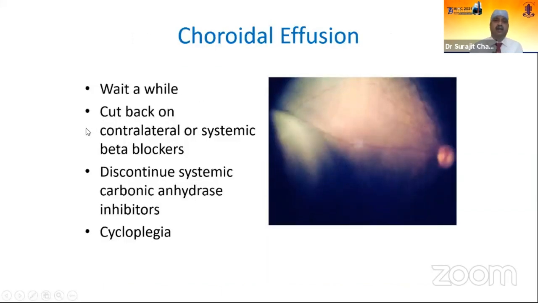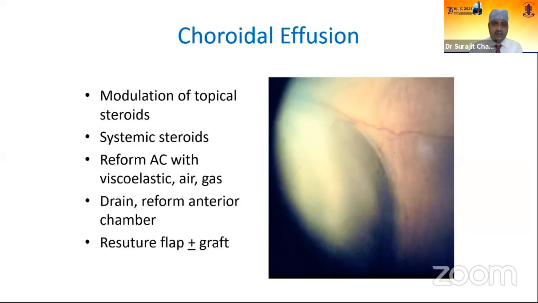Choroidal effusion is one more important entity. This is mostly associated with hypotony. We need to wait. Most of the choroidal effusions, particularly in the early hypotony, resolve on their own. We have to cut back on the contralateral or systemic beta blockers because they are also known to cause hypotony sometimes. Discontinue any systemic carbonic anhydrase inhibitors, use cycloplegia, and modulate topical and systemic steroids. Reform the anterior chamber with viscoelastics if it's not resolving on its own, and draining, reforming the anterior chamber with resuturing of the flap may be another option.